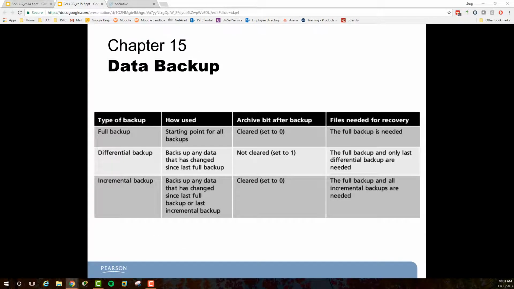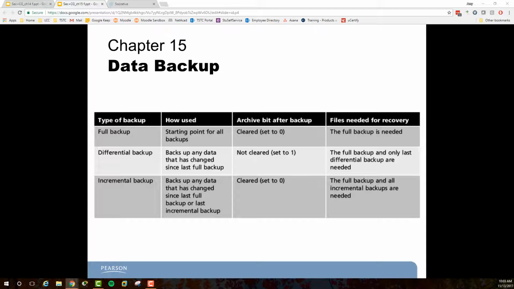For data backup, there's three different kinds of backups you need to be able to know. A common question is they'll say, and we'll go through these in Socrative as examples, but they'll say, so-and-so backed up on this day, how many backups will they need to get their system back up and running?